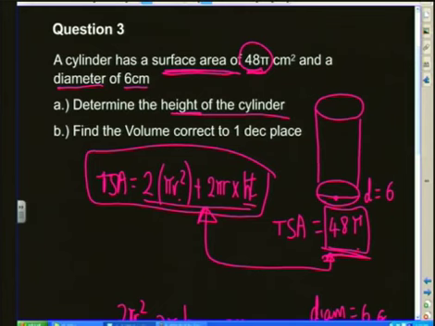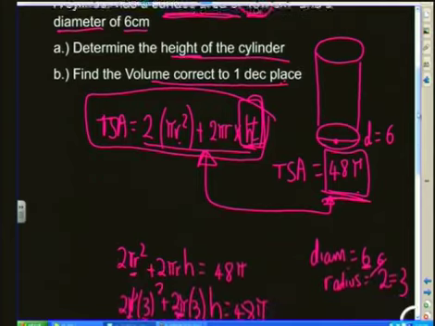Once we've got the height, we have to have the height because the next part says find the volume correct to 1 decimal place. So if we don't know the height of the shape, we're not going to be able to do part B. All right, so let's have a look at part B.